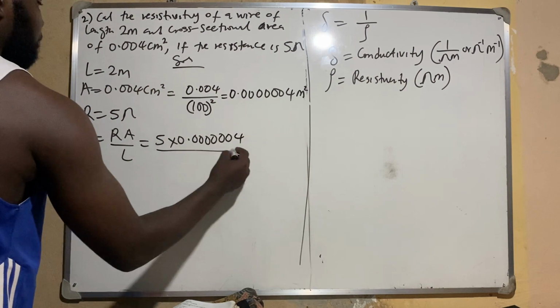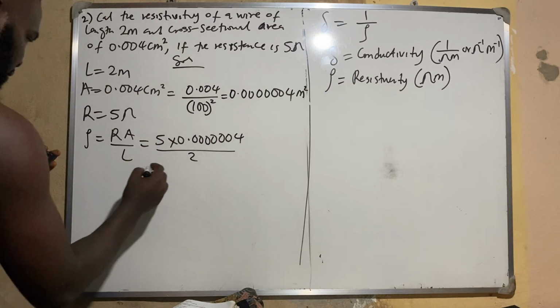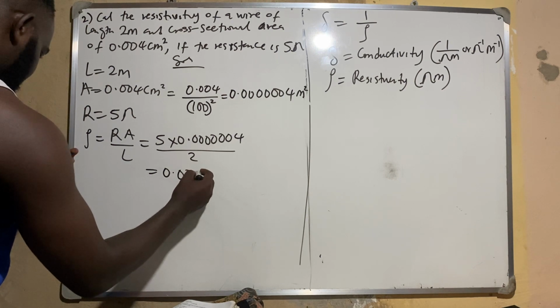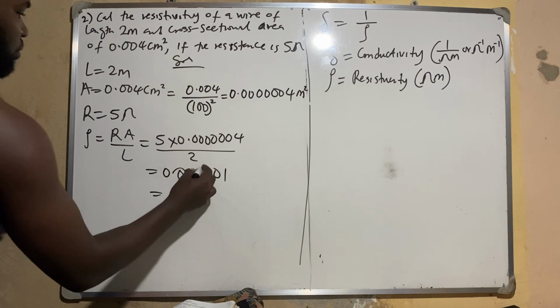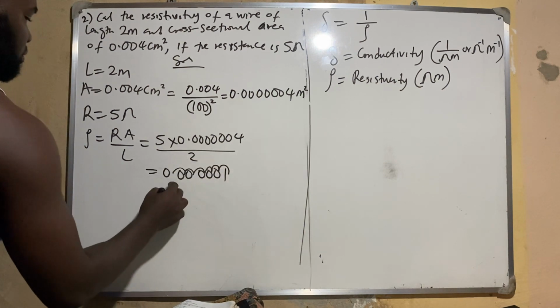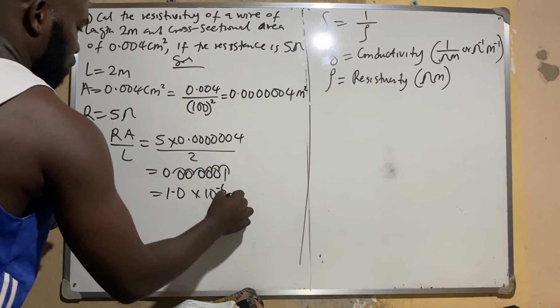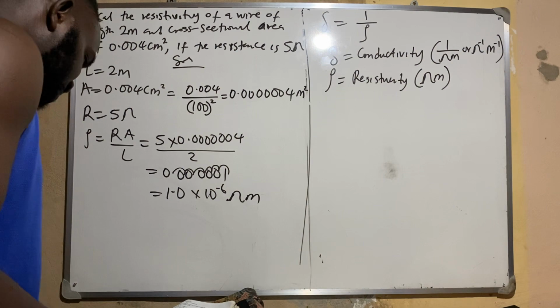0.1234564 all over 2. So if you do that, you now have times 5 divided by 2. So I'll be having 0.123451. So if you count 1, 2, 3, 4, 5, 6. So I have 1.0 times 10 raised to the power minus 6 ohm meter. Very simple. Okay.